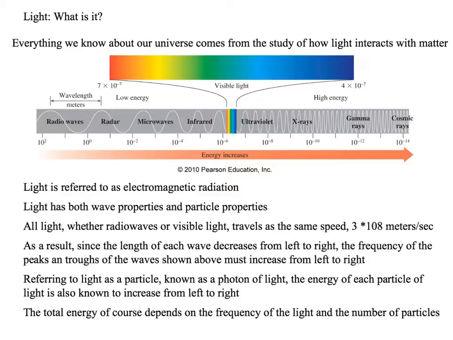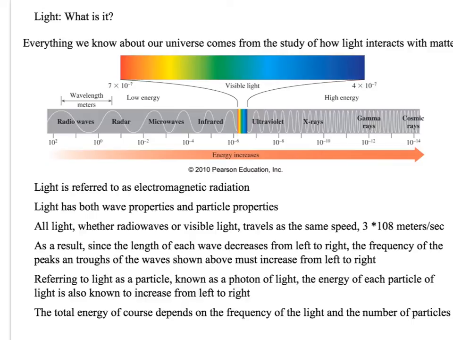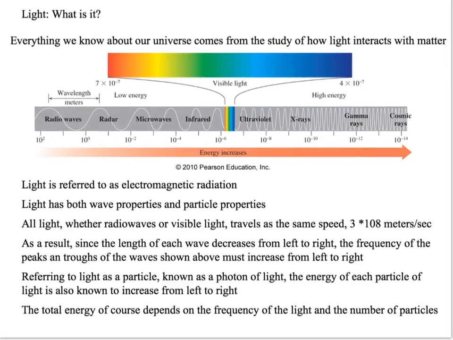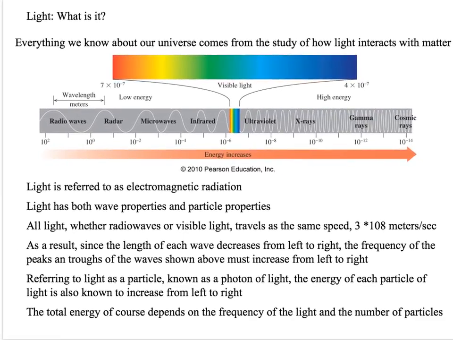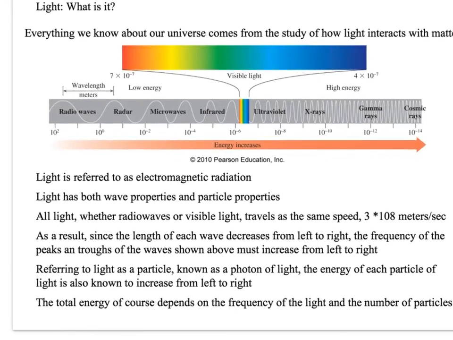All right. Wow, I'm going to jump from that to light. Well, you'll understand in just a second here. So light, what is it? Well, we know quite a bit about it, don't we? Everything we know about our universe comes from the study of how light interacts with matter. We know light is referred to as electromagnetic radiation. This is the electromagnetic spectrum here.